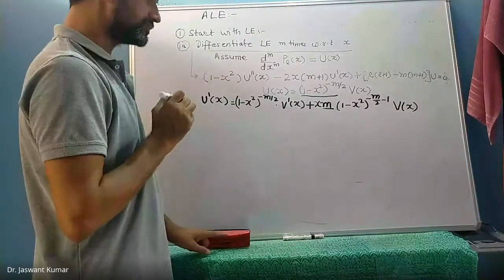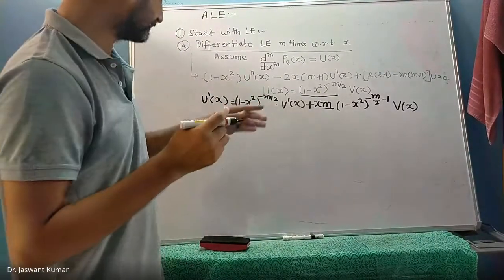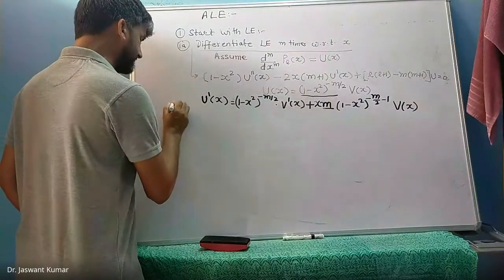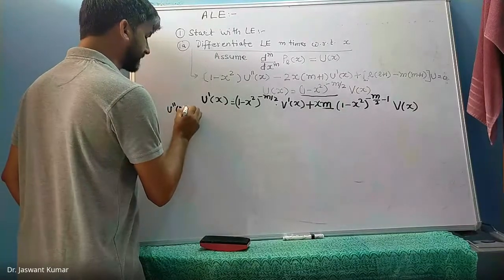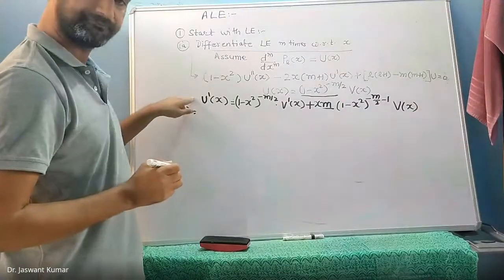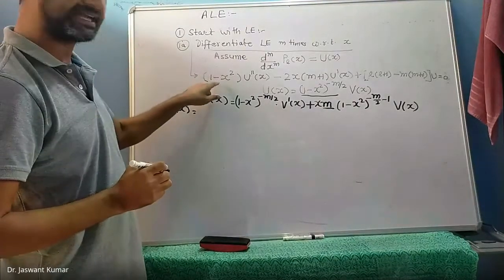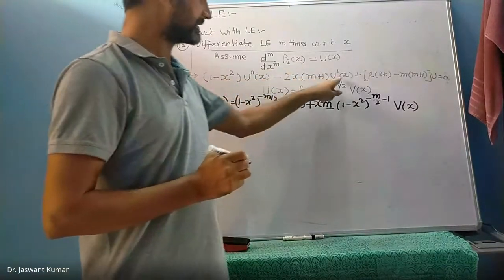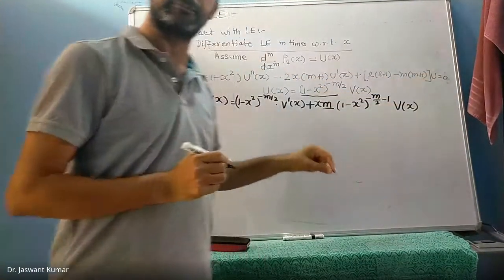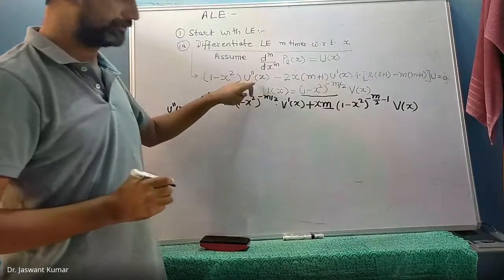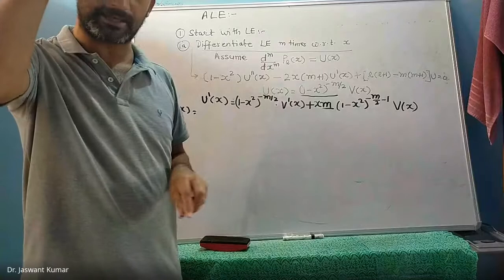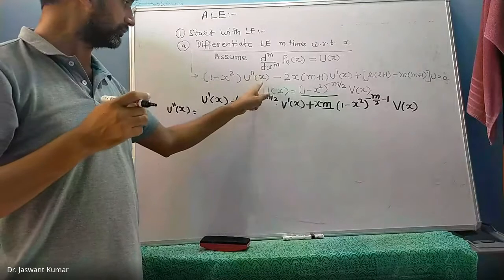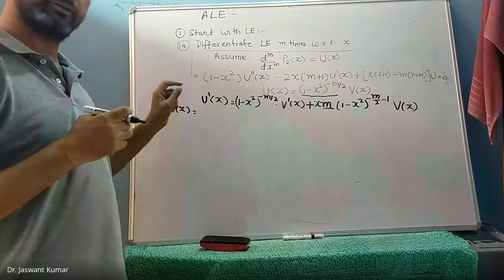Yes. In the same breath, following the same footsteps, we calculate the second derivative of u with respect to x. The reason we are calculating the first and the second derivative of u is that in the preliminary equation, we had terms like the second derivative of u, the first derivative of u, and the zeroth derivative of u. The zeroth derivative of u we have assumed to be 1 minus x square to the power minus m by 2 into v of x. The first derivative of u, assuming the zeroth derivative to be this, we have found to be this. And now we are going to get the second derivative.